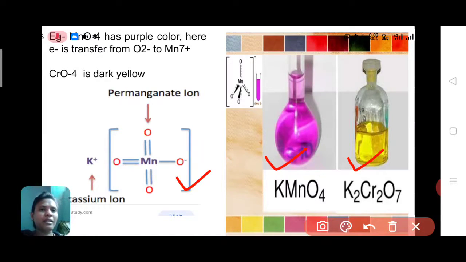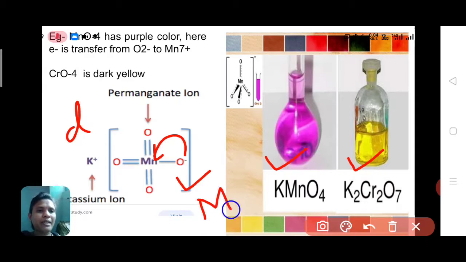charge transfer transition. When electrons are promoted from this O minus to this manganese metal ion. Manganese metal ion means it has empty d orbitals. Some empty d orbitals are there, and here manganese is present in plus 7 oxidation state. So when manganese is present in plus 7 oxidation state, manganese has some empty d orbitals.